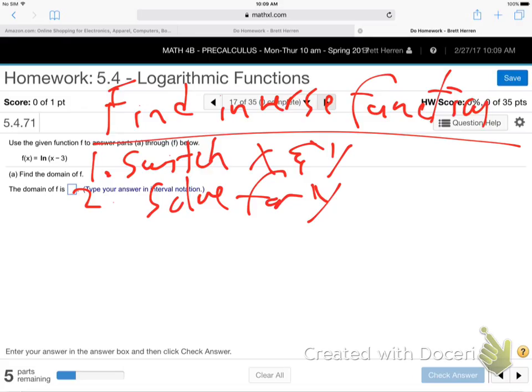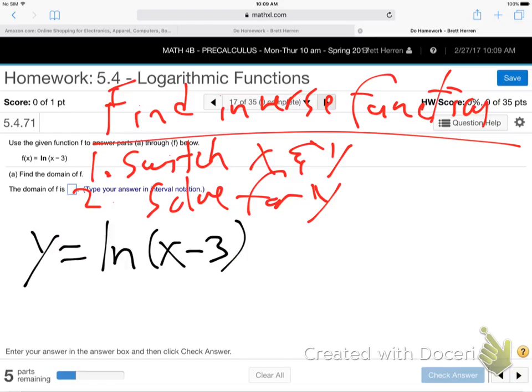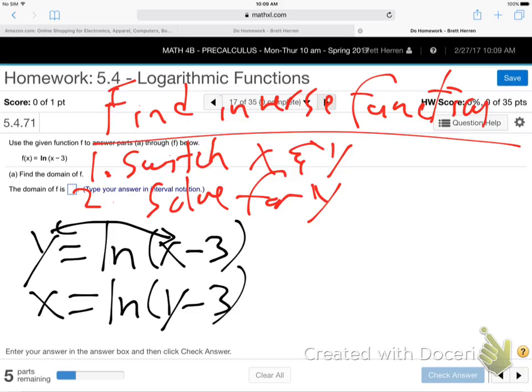All right, so what's my original function here? It is y equals natural log of x minus 3. So step one, I'm going to switch x and y, like so. And then I'm going to solve for y. Everybody good? For step one, I mean? And then solve for y. So now we're going to solve for y.